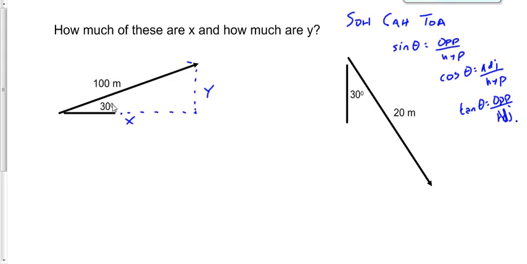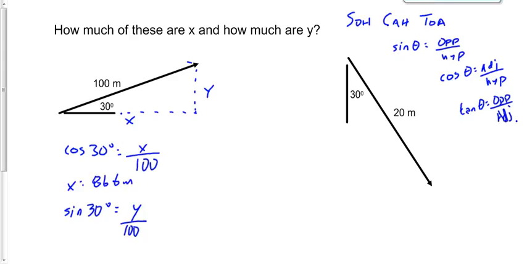Take a look at this first triangle over here. The x side of this triangle is the adjacent side. We have the hypotenuse. So let's say cosine 30 degrees is equal to adjacent over hypotenuse. Let's say sine 30 degrees is equal to opposite over hypotenuse. X, by the way, ends up being equal to 86.6, and y ends up being equal to 50.